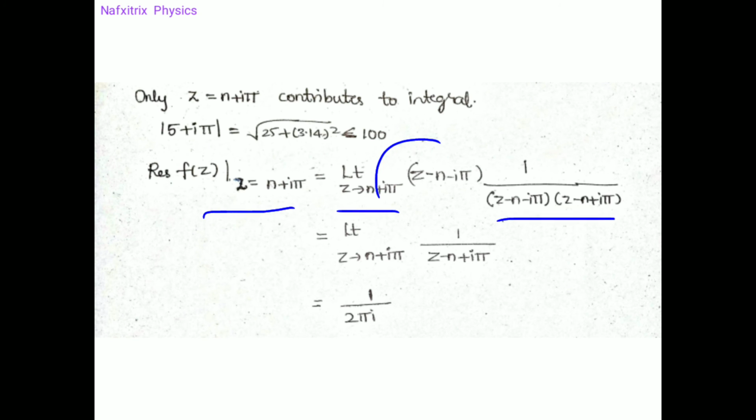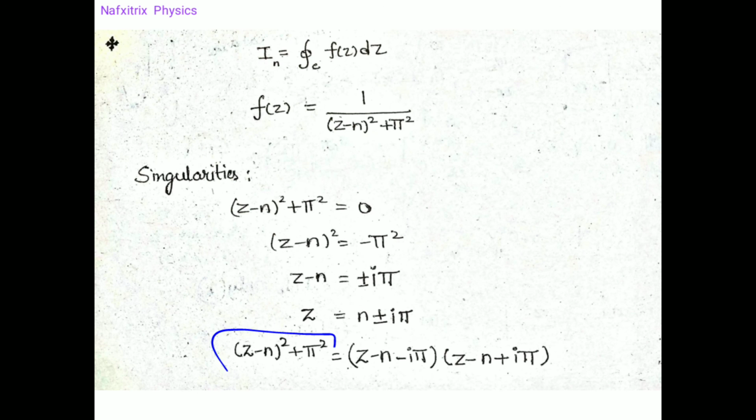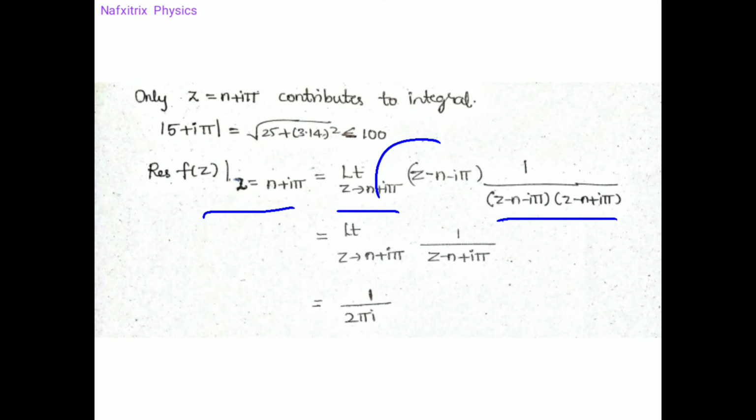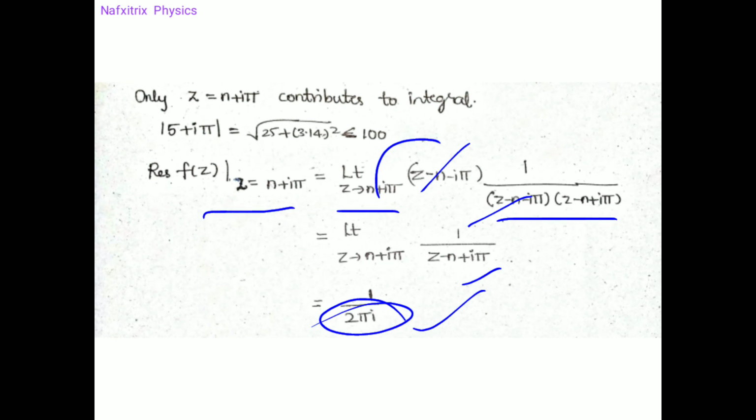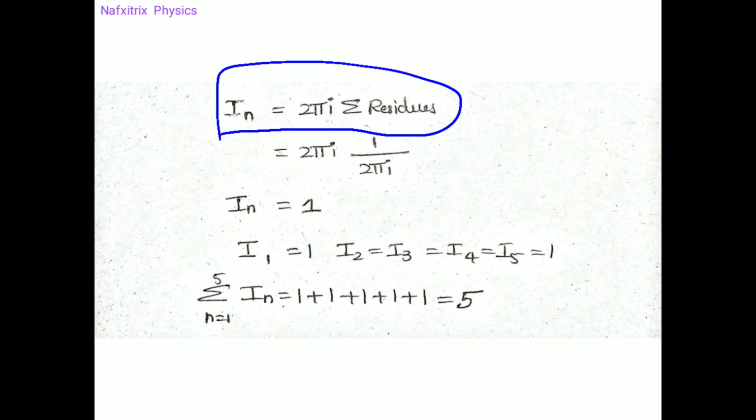So f of z could be written in this form, as we have discussed, so we need to cancel out both of these. Only this one would remain. Now we need to apply the limit. If we apply the limit, n plus i pi minus n would get cancelled, leaving i pi plus i pi, that is 2 i pi. So finally we would get 1 by 2 i pi in the denominator. So this is the residue at this pole of first order.